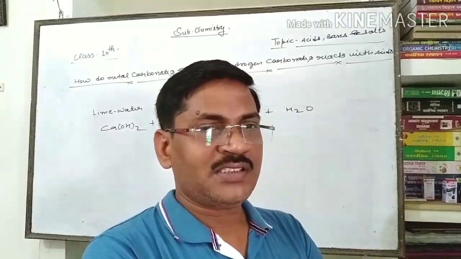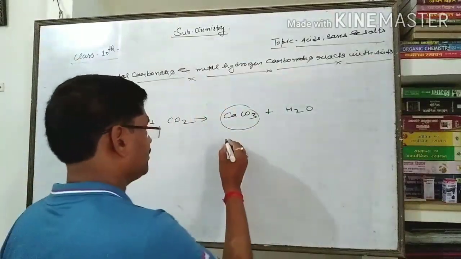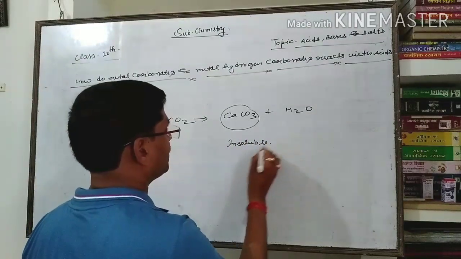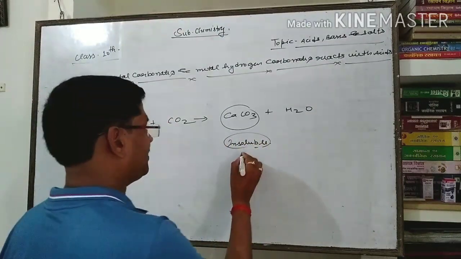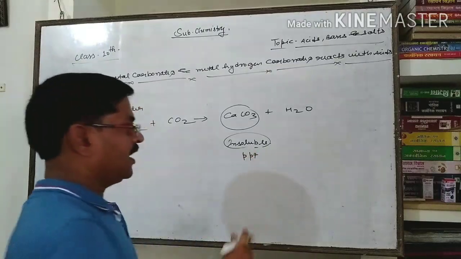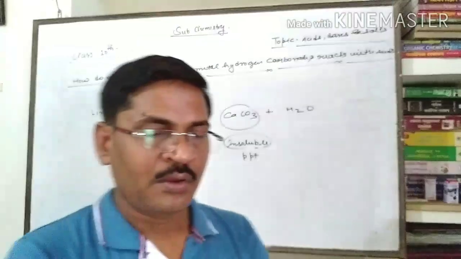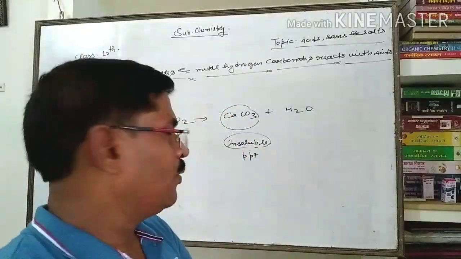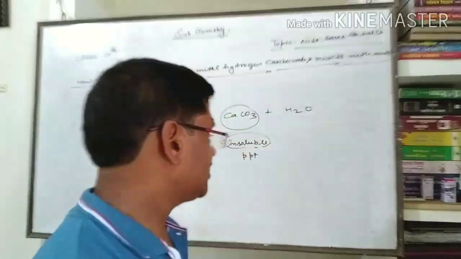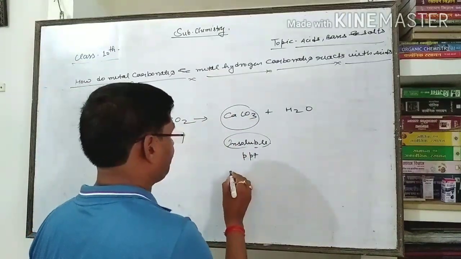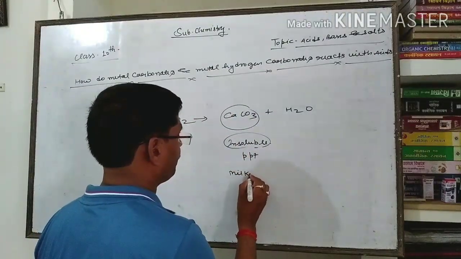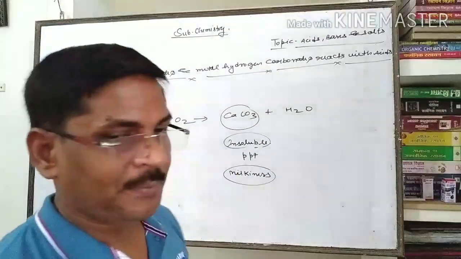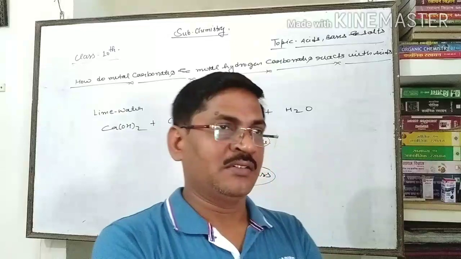In the solution, this one is insoluble. A precipitate, you can say. It means a precipitate is formed when you pass carbon dioxide gas through lime water. This is also known as milkiness. It means the solution appears like milk.